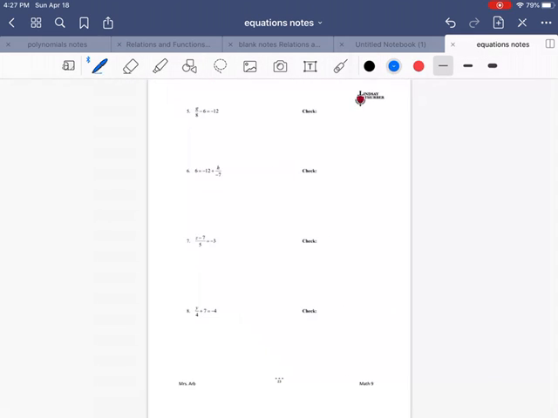And you've got classwork on page 14, 15, 16, and 17.